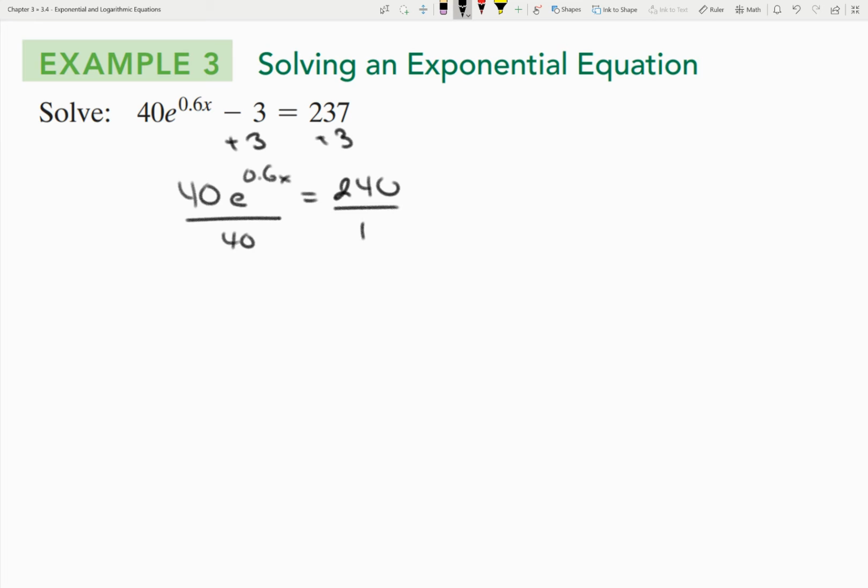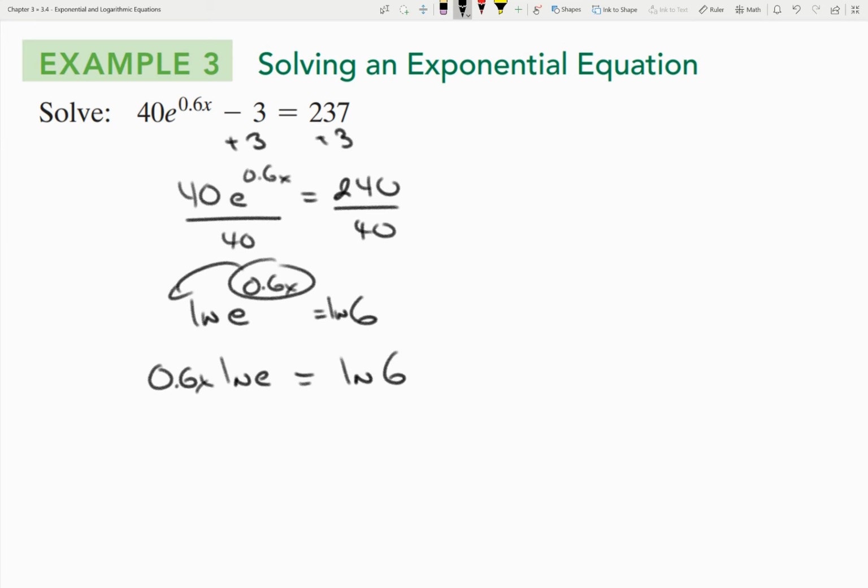Then divide out the 40 to give me e to the 0.6x is equal to 6. E and 6 don't go together nicely. So I'm just going to take the natural log of both sides. The exponent comes to the front. 0.6x natural log e is going to be equal to the natural log of 6. The natural log of e is equal to 1. So we now have 0.6x is equal to the natural log of 6.